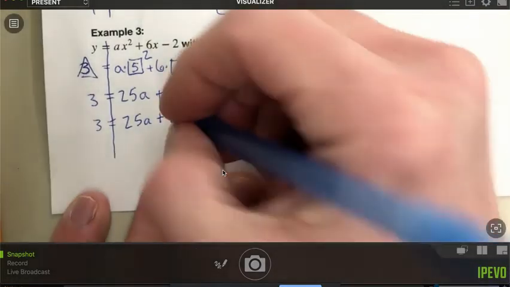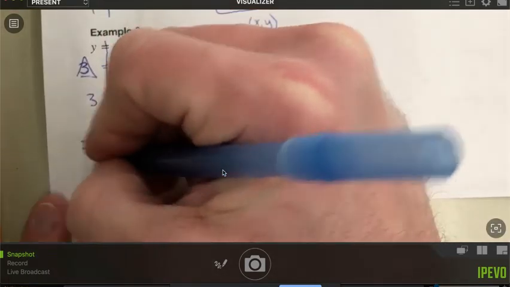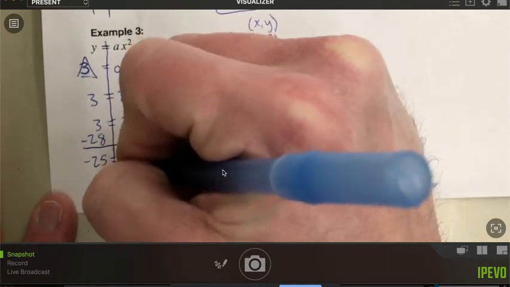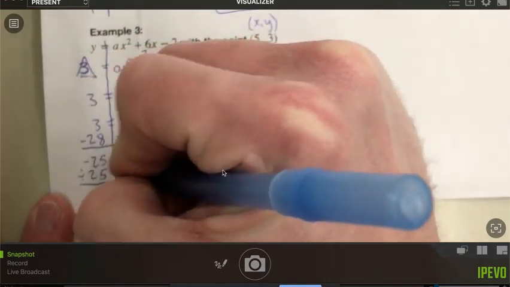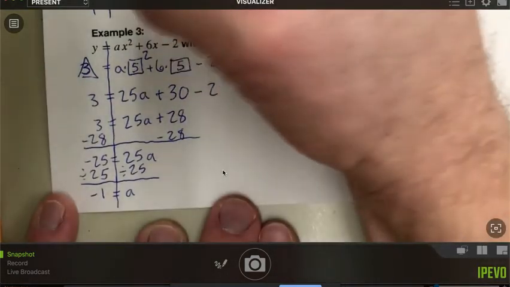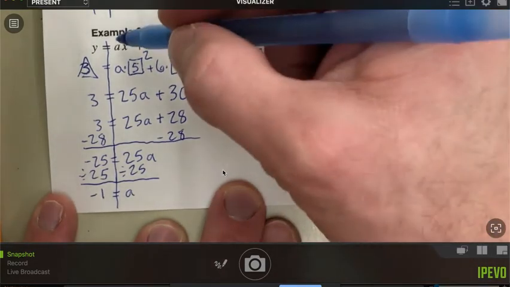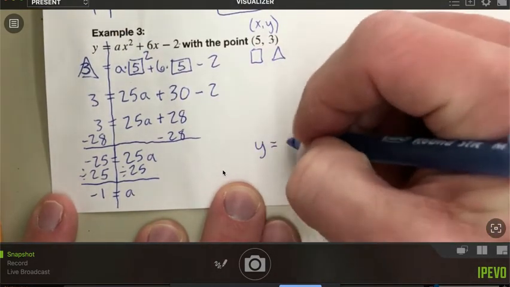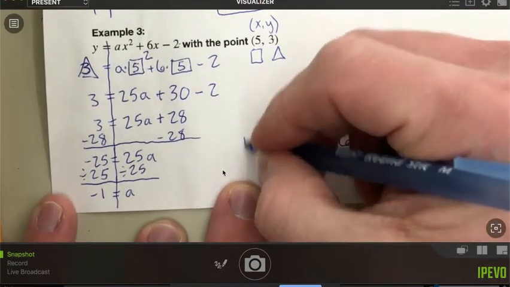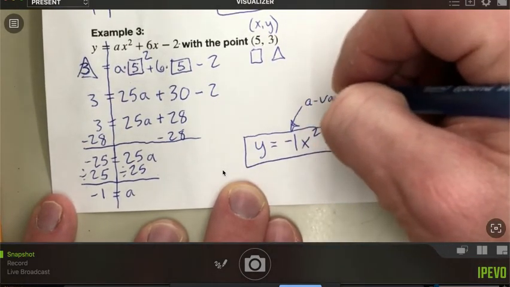Now I'm solving for a, so I'm just going to subtract 28 from both sides to get that -25 equals 25a. So if I divide both sides by 25, I'm going to get that a equals -1. And if a equals -1, then I'm going to go back up to my original equation here, and instead of a, I'm just going to say -1 x squared plus 6x minus 2 must be my equation. Because once again, we solve for that a value.